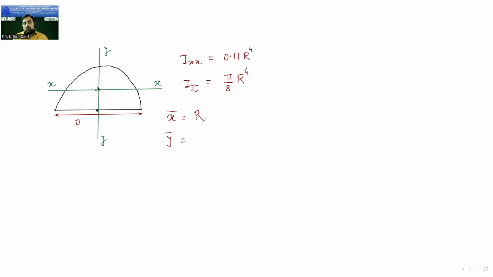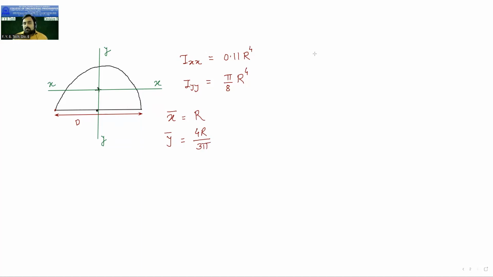Correct. X bar is equal to r, and for y bar, here at the base your x axis will be. So this is the distance, your y bar. So from base it is 4r by 3 pi. So in the case of semicircle, base is very important.